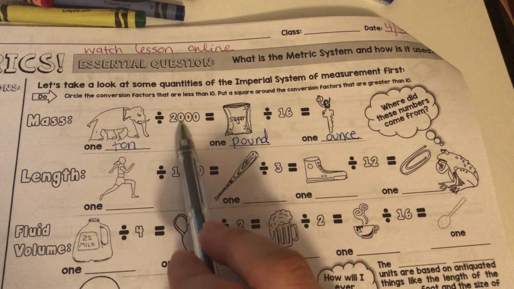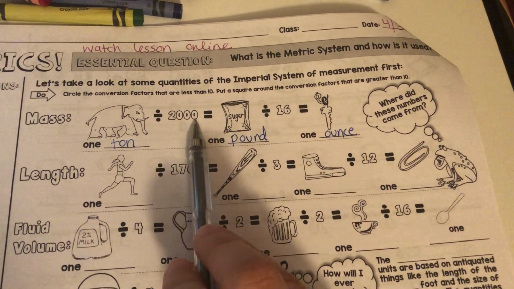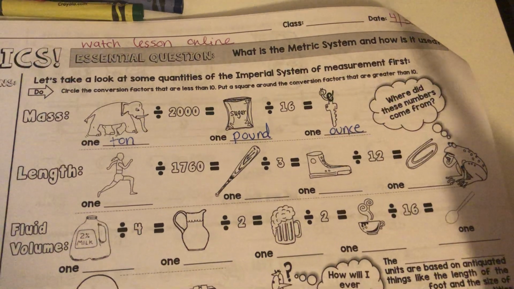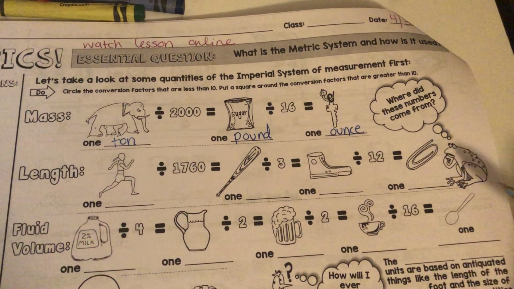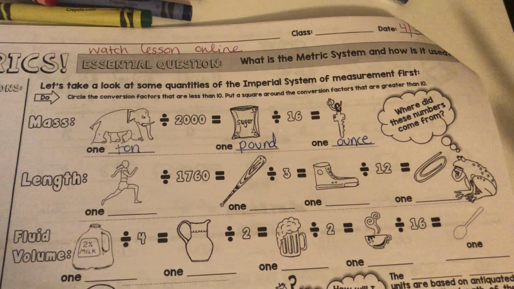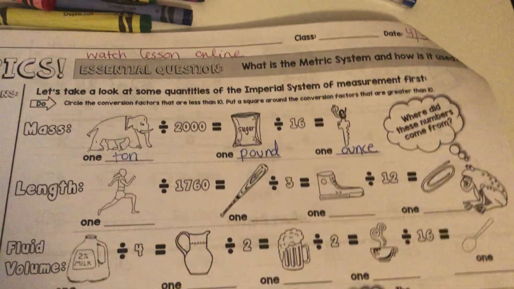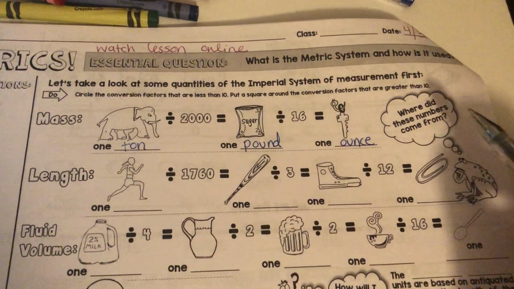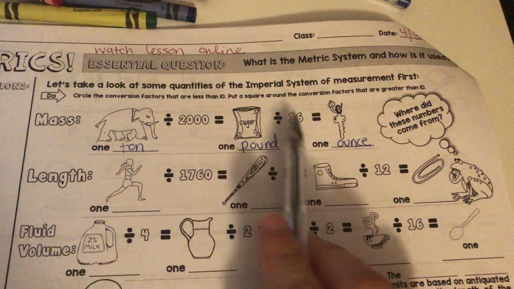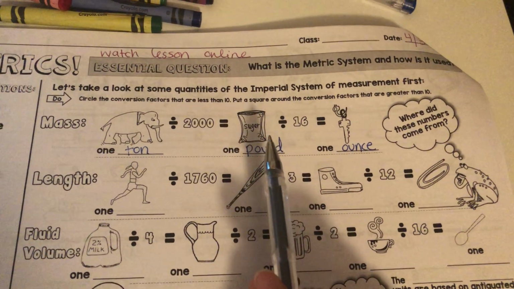So hopefully you start noticing that the numbers here don't have any relationship with one another, right? And like the little frog is saying, where did these numbers come from? Well, I'm not sure, but whoever created them is making our life difficult.